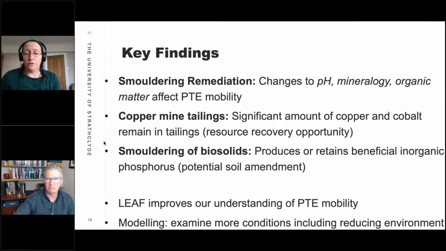The next step for us is to dig more into the modeling and looking at the more extreme conditions that these materials might encounter. Thank you very much. I'm happy to take questions during the discussion session.